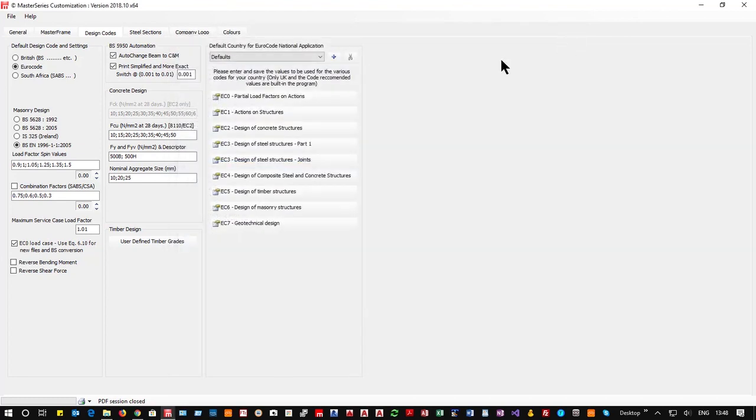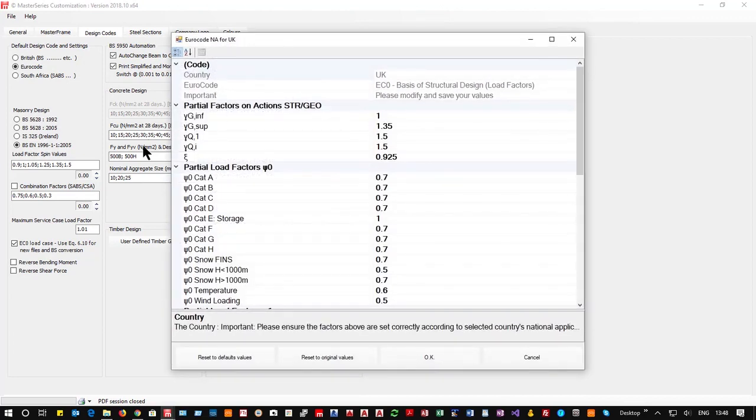If I close that down and I go to the UK value and go to the actions, you'll see it's actually 0.925, but is actually used in the British version, and it modifies this 1.35 down to 1.25 in certain instances, and this is why you have this value in the R codes.